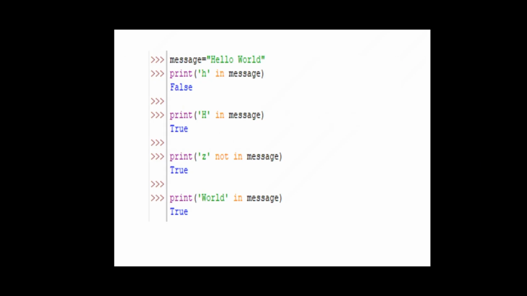We take one example. Message equal to hello world. Now print h in message. This gives false because Python is case sensitive. So small h is not present in message. But when we print H in message, capital H, this time true results because capital H is present in message, that is in Hello World. Print z not in message. Now small z is not present in message, that is in hello world. That's why true results. Print world in message, world is present in message, that is in hello world. That's why true results.